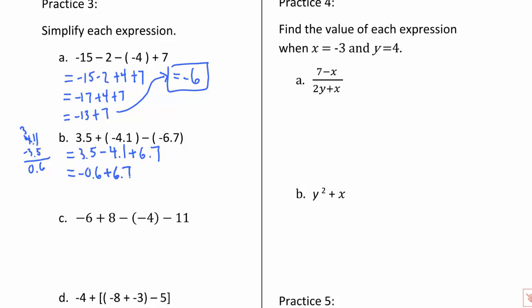And then add on 6.7. Again, opposite signs, so we subtract. So it's the largest minus the smallest. And that's going to give me 6.1. Now I use the sign of the largest of the two, and that's the 6.7, so that's positive, so that gives me a positive 6.1.